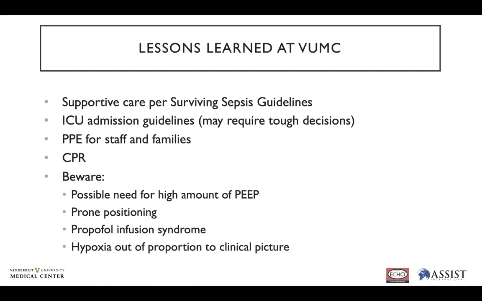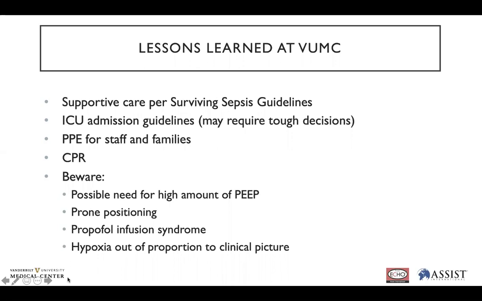ICU admission guidelines, as unfortunately we're probably all too familiar with, may require tough decisions. The Society of Critical Care Medicine lists these patients into 3 groups: patients that would benefit from the ICU, those that are simply too sick, where discussions of further care, goals of care discussions, may be warranted, or simply those patients who are too well and don't require the ICU.